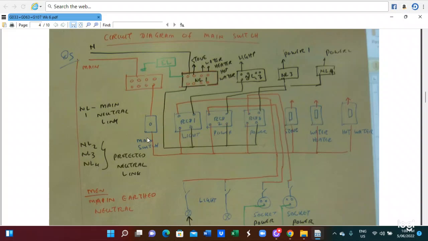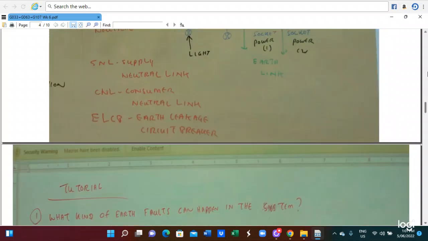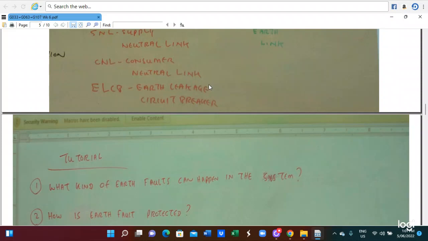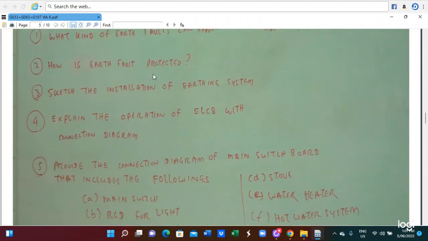Here we have the circuit diagram of the main switch, stove, light, power circuit, and RCD, also the stove and the main switch. This is for the power and lighting load. This is the configuration of the RCD main switch, also the supply to the hot water, stove, and water heater, the main switch, supply neutral switch, earthing, also the light and power circuit. Those are the configurations of those circuits. SNL is the supply neutral link, CNL the consumer neutral link, and ELCB the earth leakage circuit breaker.